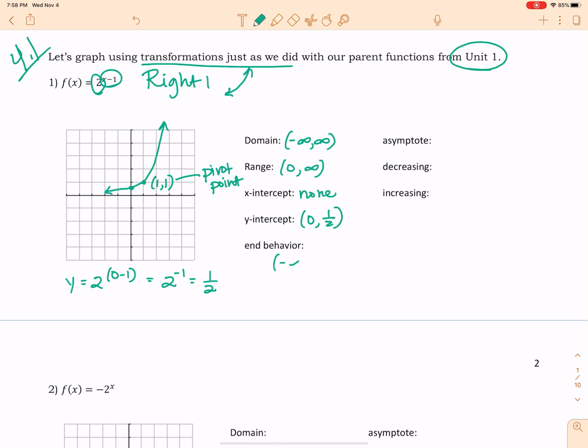Your end behavior: as x approaches negative infinity, y approaches 0. As x approaches positive infinity, y approaches positive infinity. There is an asymptote at y equals 0. Again, that's going to stay the same all the time unless your graph moves up and down. Decreasing? It is not decreasing from left to right. It is actually increasing from negative infinity to positive infinity. So that's what that would look like.